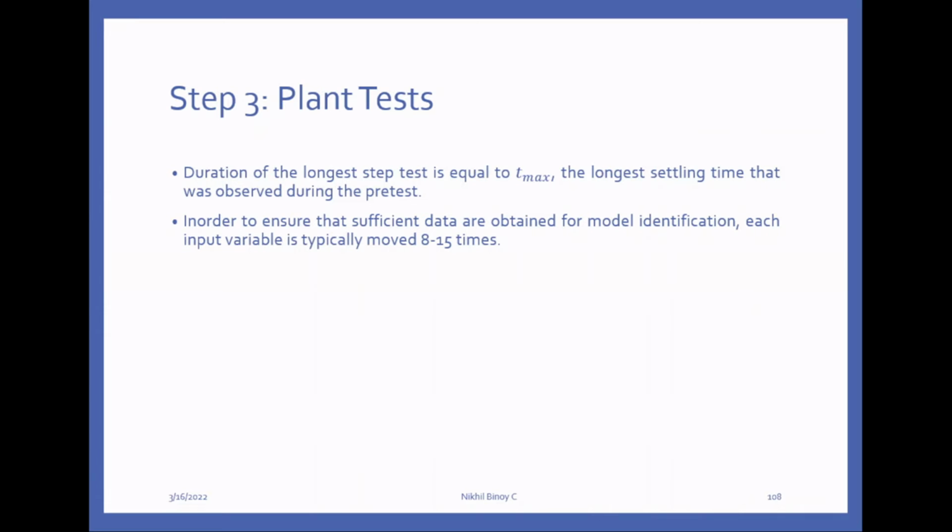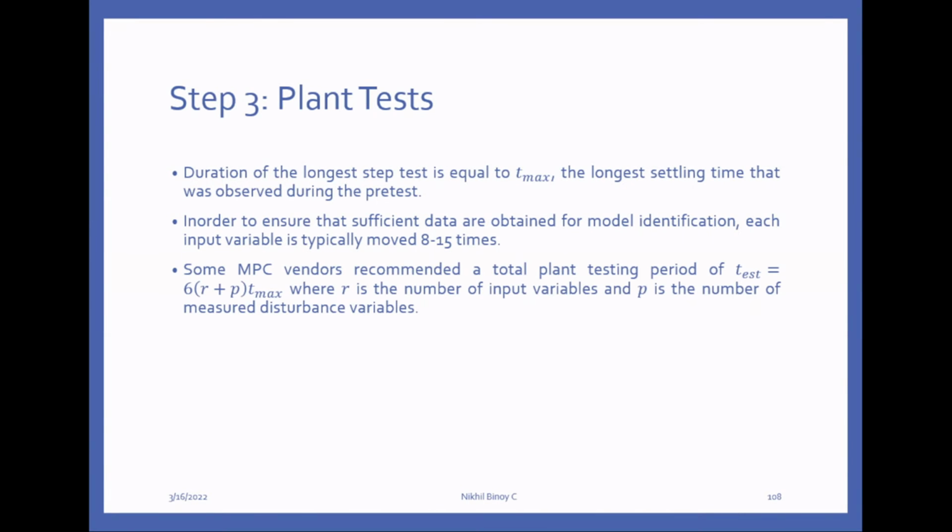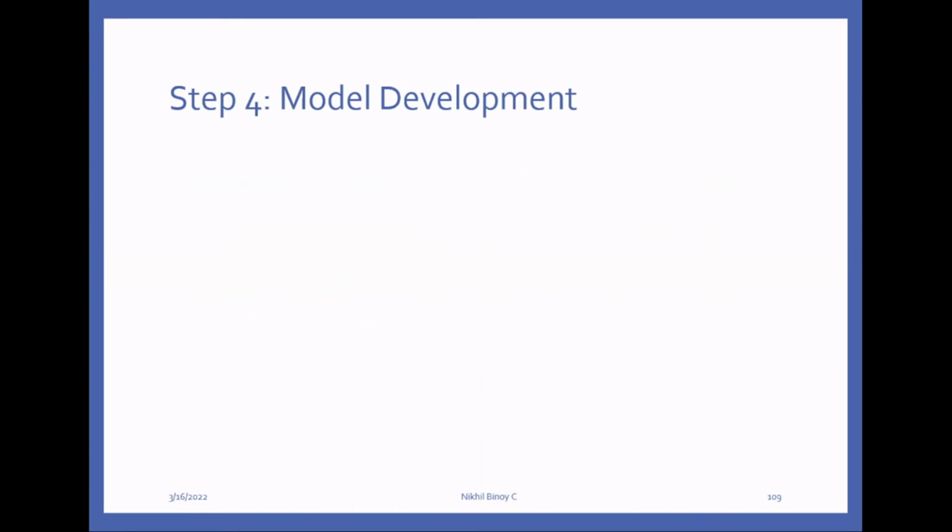We can reduce that by using input masking, that is possible. But typically the total test time is equal to 6 into (r plus p) into Tmax, where Tmax is the largest settling time, r is the number of inputs and p is the number of measured disturbances. Okay, we are also using measured disturbances. So this is the test duration of the plant test.